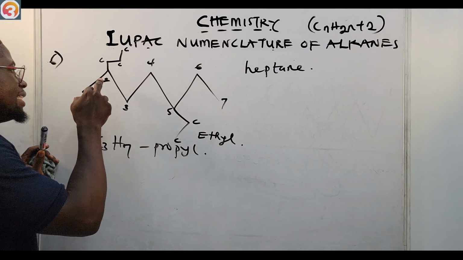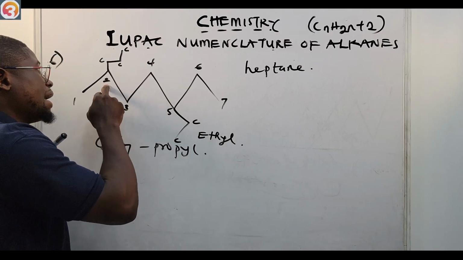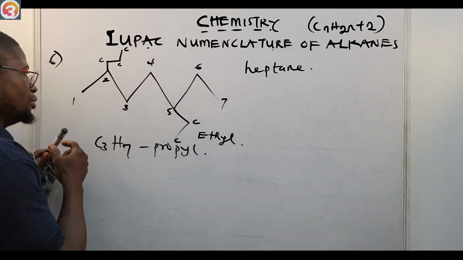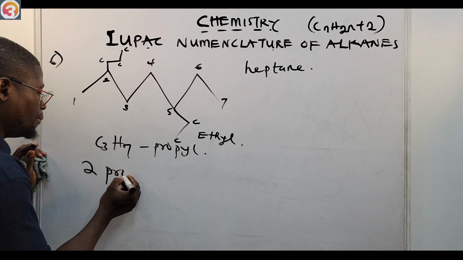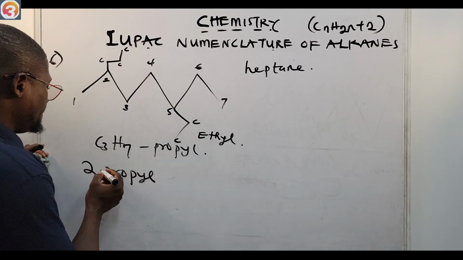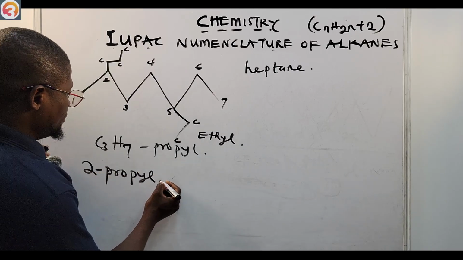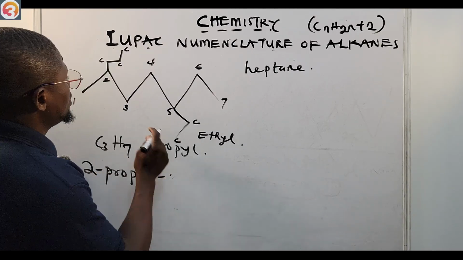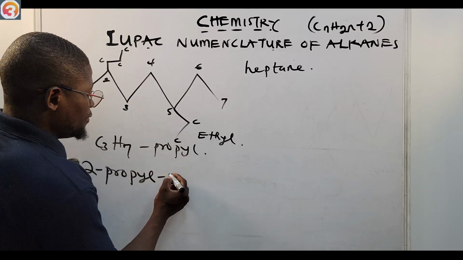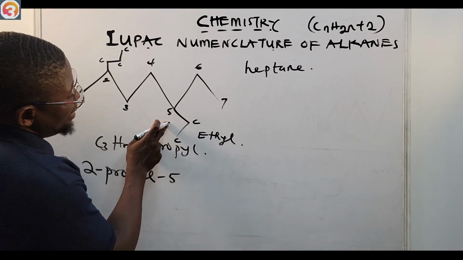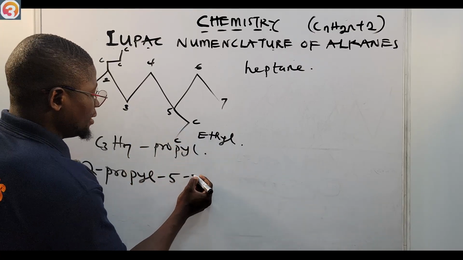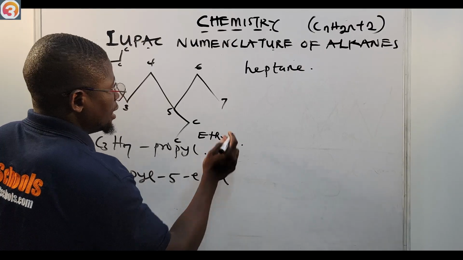But now, the ethyl group is on what? The propyl group is on the what? It's on the second carbon. So I'm going to say 2-propyl. Then we're now going to have what? Is it 5? 5 what now? 5-ethyl heptane.